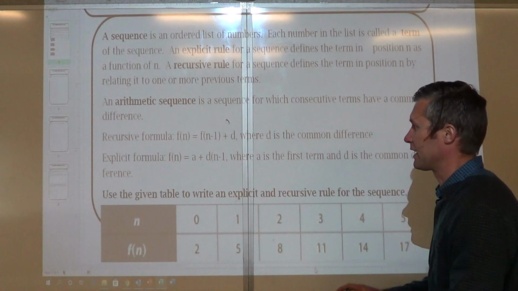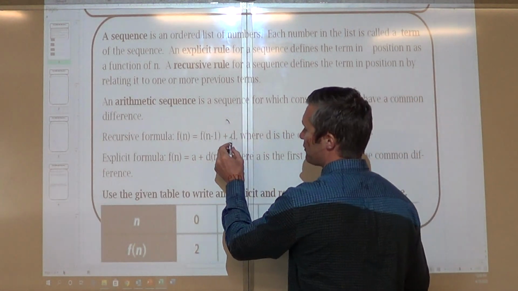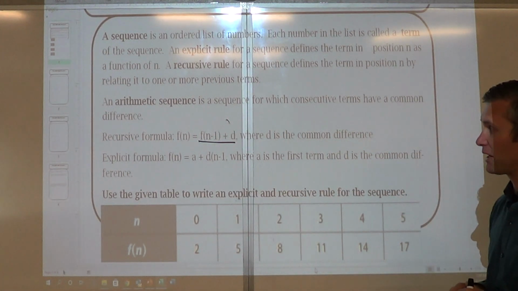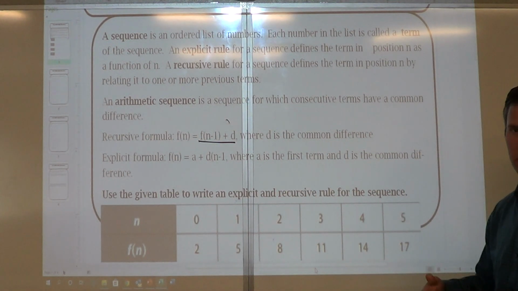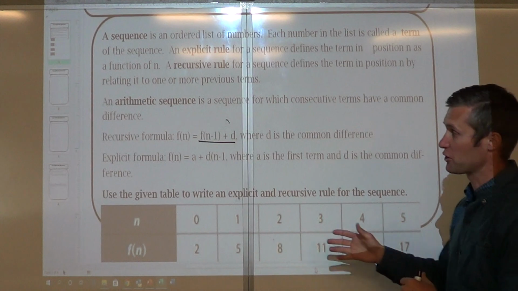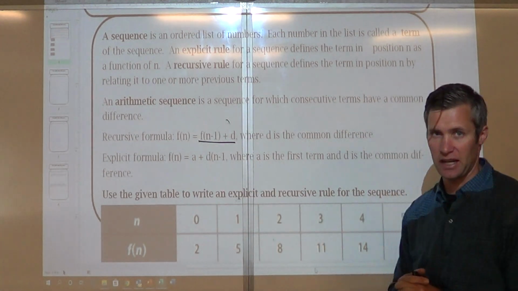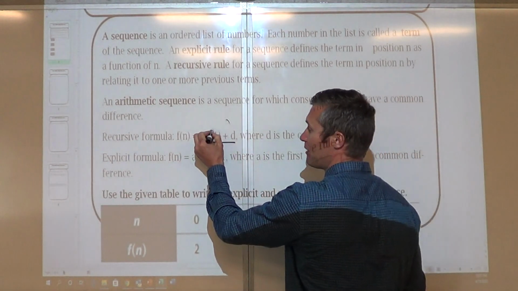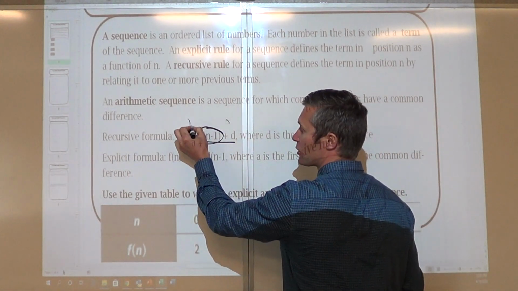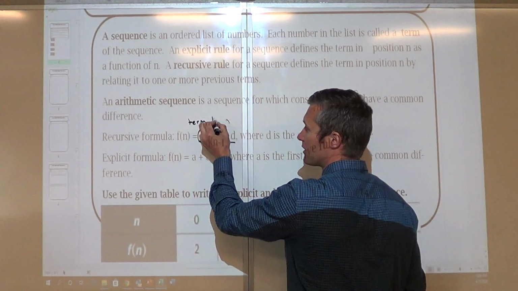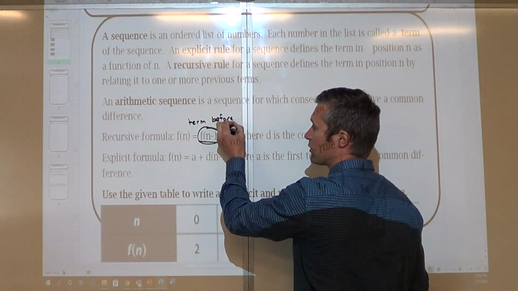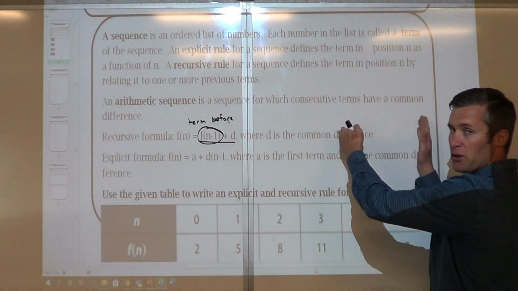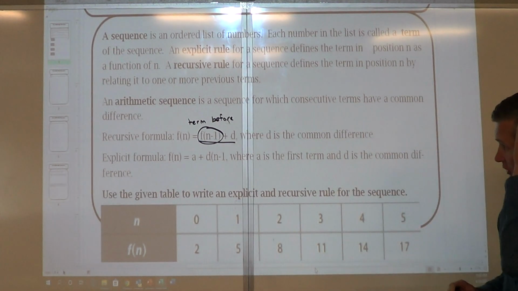Okay, here's the big thing. Write this down. The recursive formula is f of n equals f of n minus 1 plus d. D is the common difference, what we're adding each time. We're just going to look at arithmetic sequences today, where we add to get to the next term. F of n minus 1 always means the term before it. So if I want to find the 10th term, I need to know the 9th term, the term in front of it, and then I would add to it.